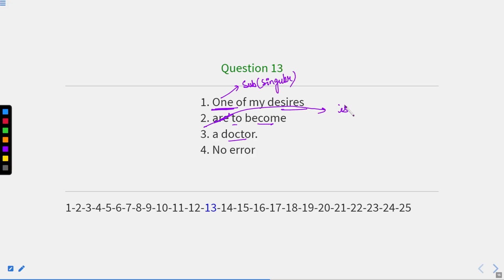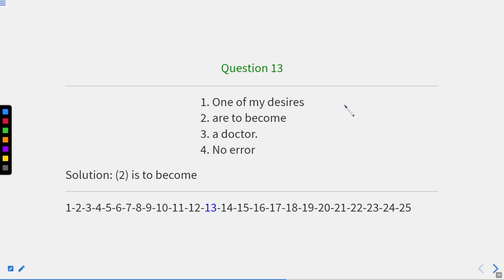It means I'm talking about one desire, that is to become a doctor, and this is actually the desire from many desires, because I may have many desires. Okay, one can have many desires in his life. Okay, one can have many desires in one's life. Now let us move to the next one. So here the answer is second, that is "to become".